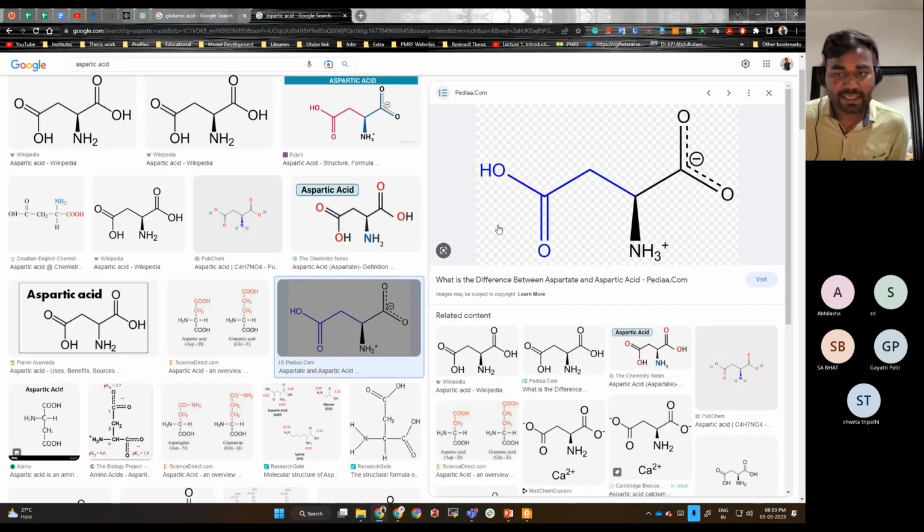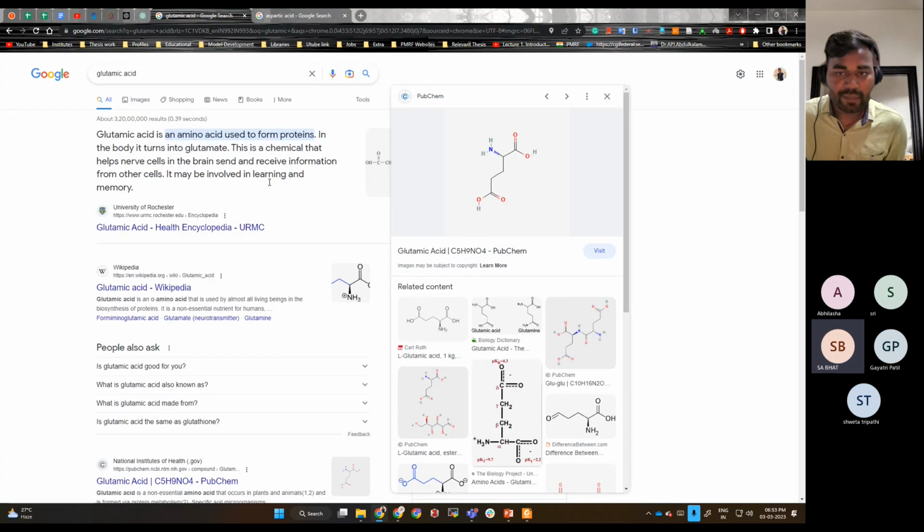Because aspartic acid has the lesser carbon chain, like carbon number, this CH3, right? So what does it impart? The pKa value will be lower for the side chain of aspartic acid, and for glutamic acid it will be higher.